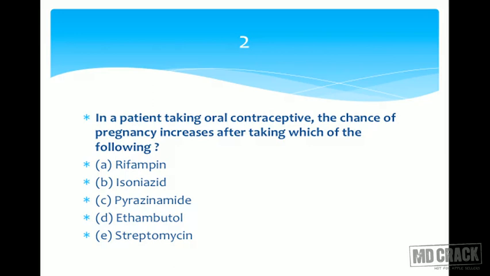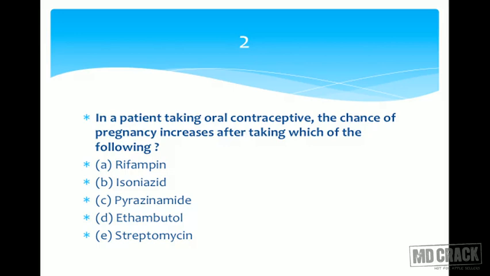In a patient taking oral contraceptive, the chance of pregnancy increases after taking which of the following? Are you thinking? The question is saying the patient is taking an oral contraceptive and the chance of pregnancy increases after taking which drug, which means there has to be a drug interaction between one of the following drugs and the oral contraceptive so that there is pregnancy. If there is pregnancy, it means the oral contraceptive is ineffective. So what could make it ineffective? It should destroy it. It should increase its metabolism.